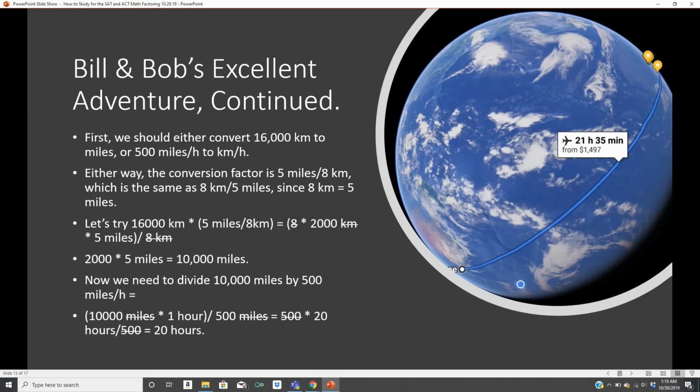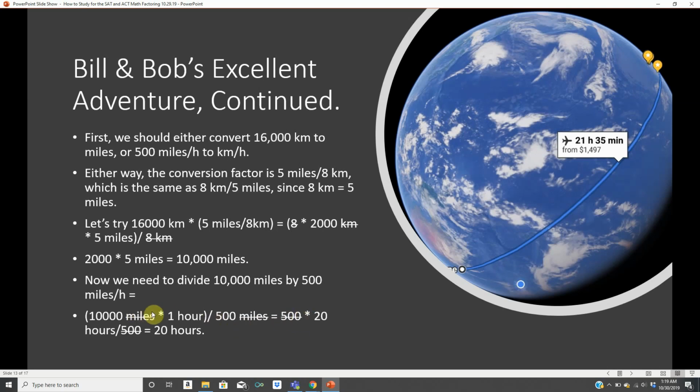So now we need to divide 10,000 miles by 500 miles per hour. And when you divide a fraction by a fraction, you can just flip the fraction to multiply. So we see that 10,000 miles divided by miles per hour, you end up with miles divided by miles, which cancels out, and hour on the top. So you get 10,000 times 1 hour over 500 miles. The miles cancel out, and you're multiplying by 20 hours.